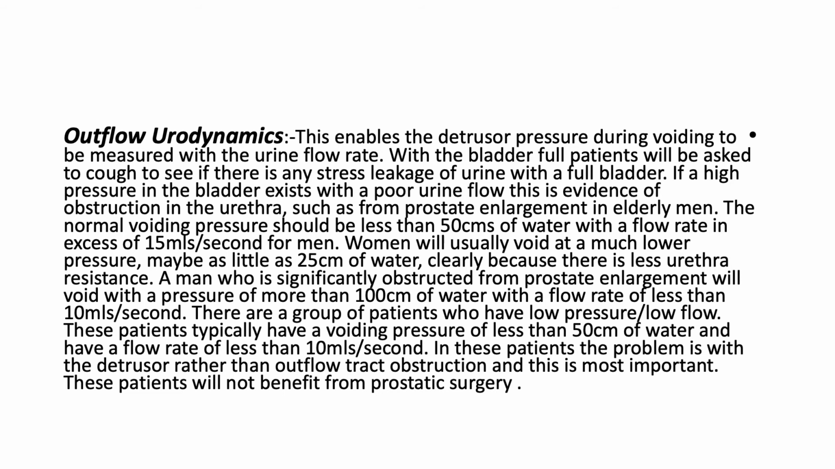The normal voiding pressure should be less than 50 centimeters of water with a flow rate of 15 milliliters per second. And in women, this is less than this, maybe as little as 25 centimeters of water, because of the lower resistance of the urethra. In the obstructed patient, for example a male with a prostatic obstruction, the pressure can reach even more than 100 centimeters of water, with a flow rate of less than 10 ml per second.